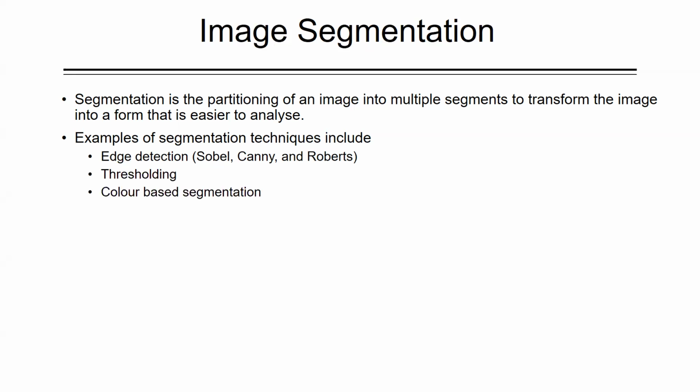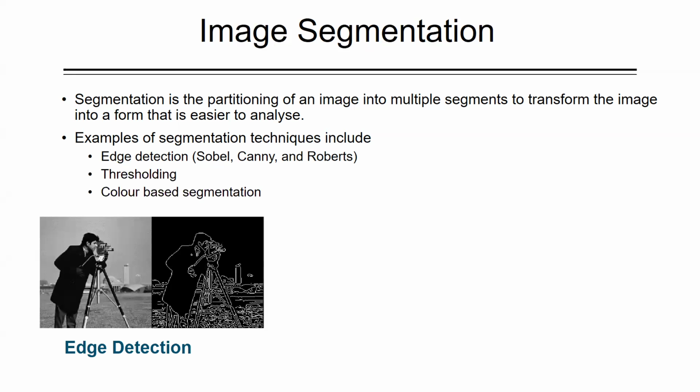Then you can also do color-based segmentation, where you only bring out certain colors in the image. So we have some examples here. The first is an example of edge detection, and you can see what this means. This is Kearney edge detection, also gotten from MathWorks, and you would see that the segmented image only highlights the edges of the image.